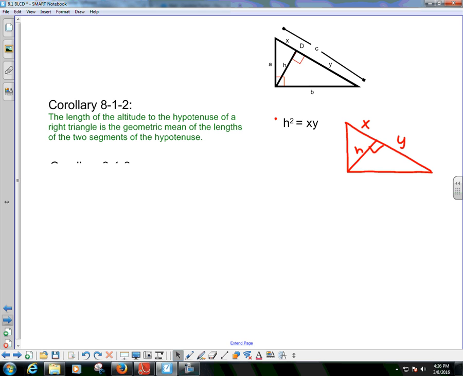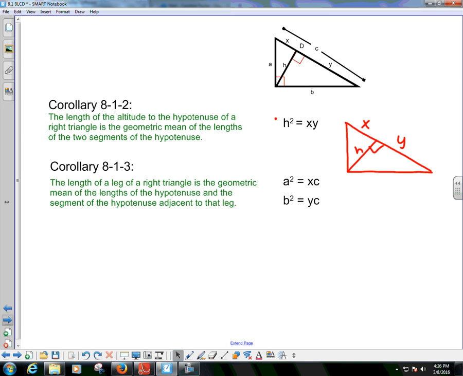All right, the next thing that we need to get into our notes is corollary 8.13. The length of the leg of a right triangle is the geometric mean of the lengths of the hypotenuse and the segment of the hypotenuse adjacent to that leg. All right, so what that means is I have my right triangle, and I have my altitude that comes in at a right angle, and I have X and Y. And it says that A is the geometric mean.